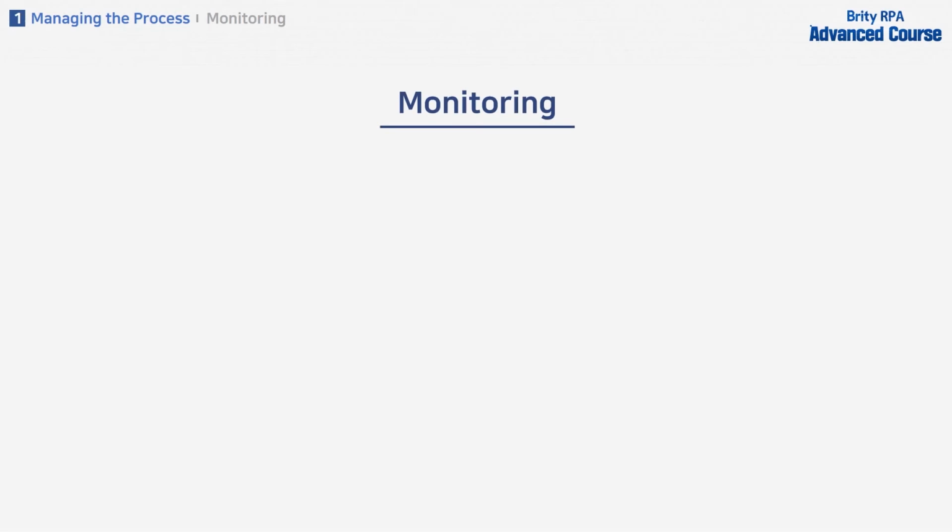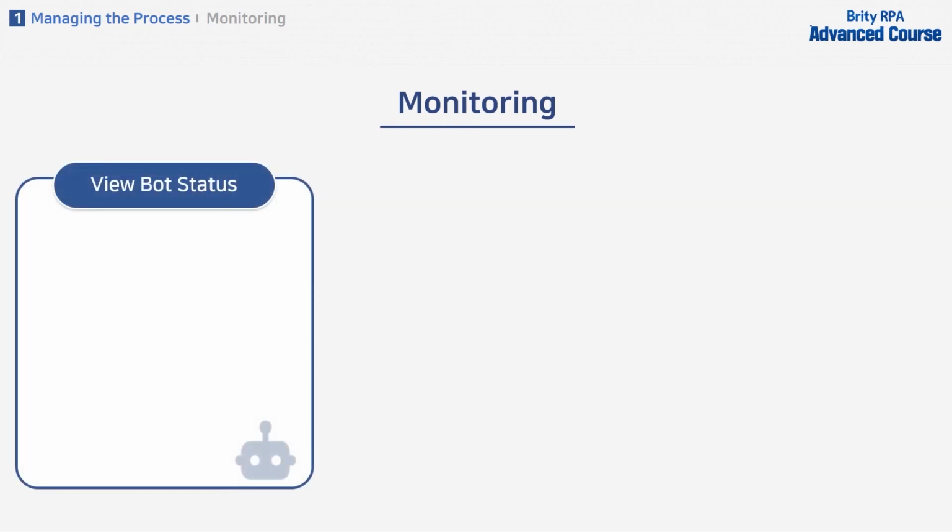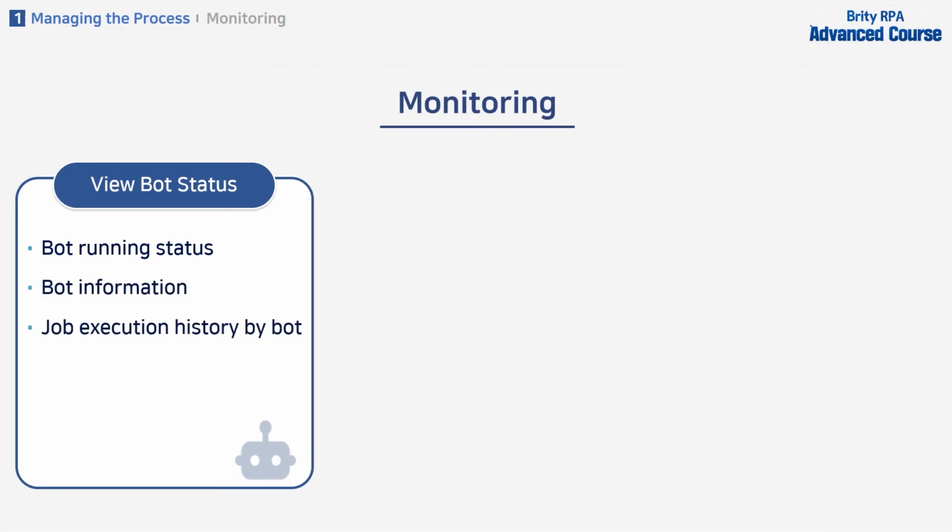Let's take a look at the monitoring feature from among the main features of the user portal. First, you can check the bot status. You can see the bot running status, bot information, the job execution history of each bot, and the computer screen and log of the running bot.